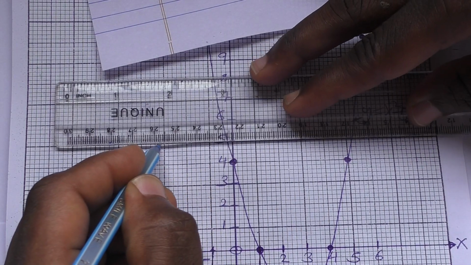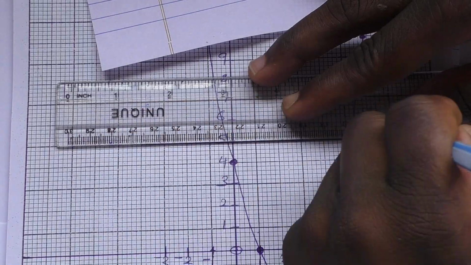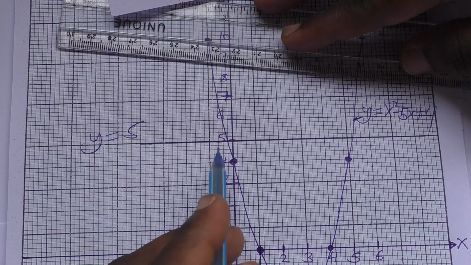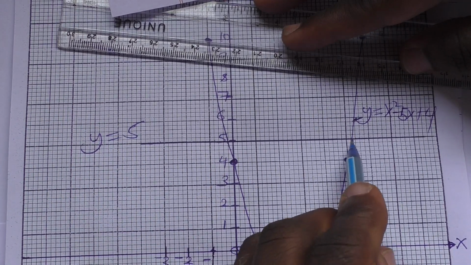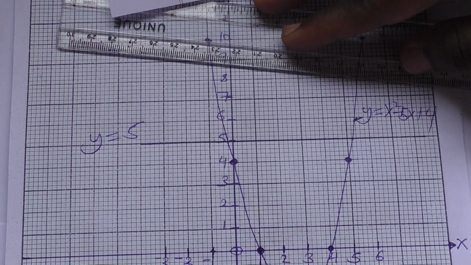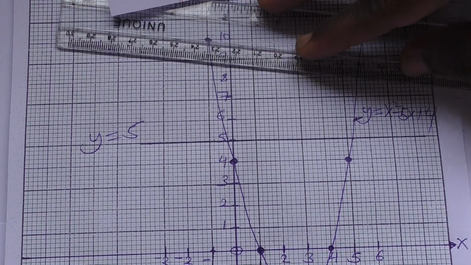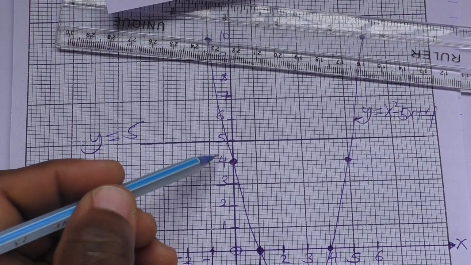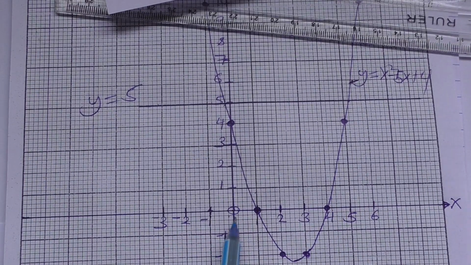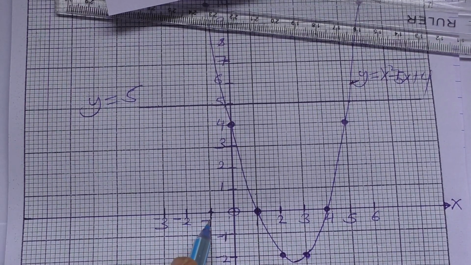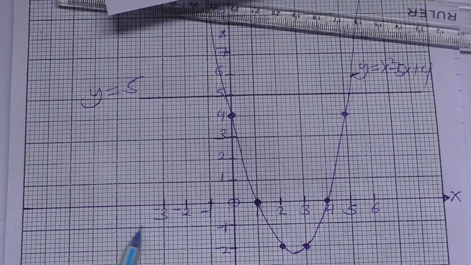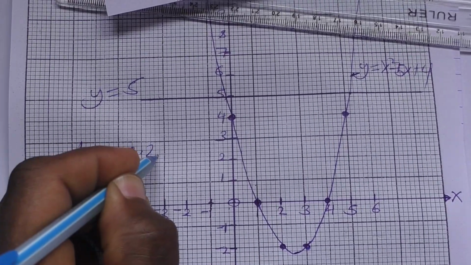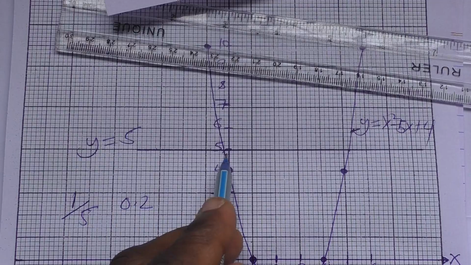So that is our line, y equals 5. And now where this line cuts the curve are our answers to that equation. And now from the graph, I consider my scale of 1. So 5 small boxes are representing 1. And now meaning that if I divide 1 by 5 it is 0.2. So each small box is having 0.2.